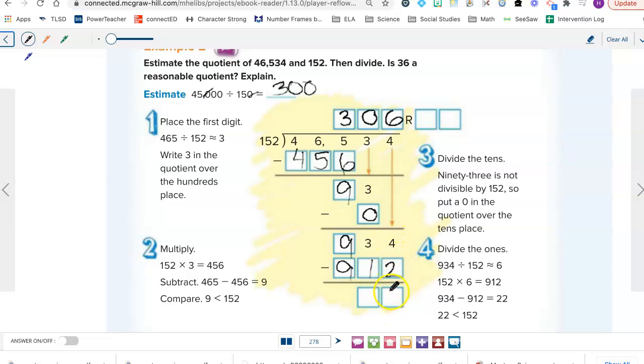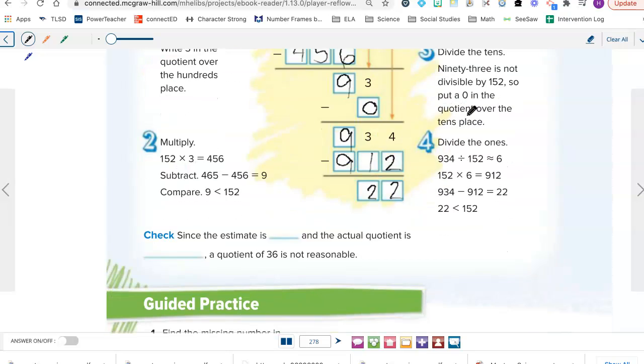And when I subtract, I get 2 and 2. Now, I don't have anything left to bring down. 22 was less than 152, so my answer is 306, remainder 22.